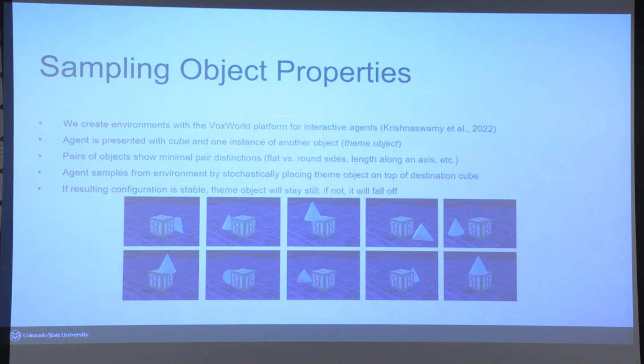The agent will sample from the environment by stochastically placing the theme object on top of the destination, the cube, and if the resulting configuration is stable, the theme will stay still. If not, it will fall off. And this is something that I've observed my daughter learning to do, as she's growing up.